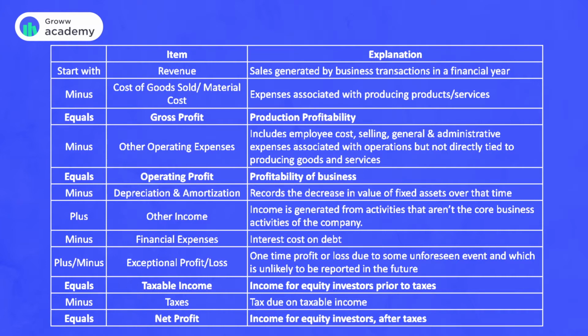Now finally, from EBITDA you subtract depreciation and amortization. This records the decrease in the value of fixed assets over a long period of time. Fixed assets like machinery or production equipment and intangible assets like patents basically lose their value over a period of time. So depreciation and amortization basically records this loss in value and is important as an expense to analyze when it comes to the income statement.